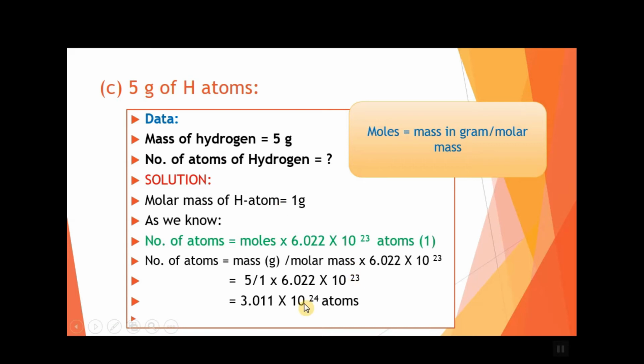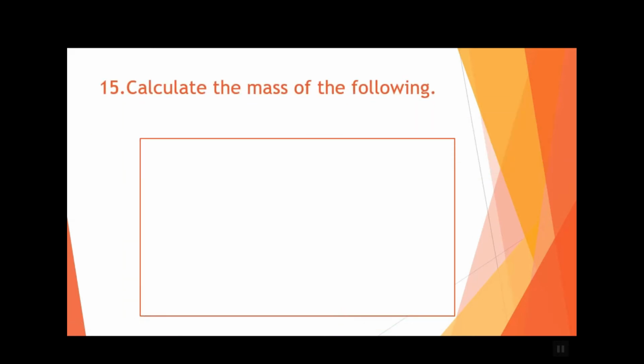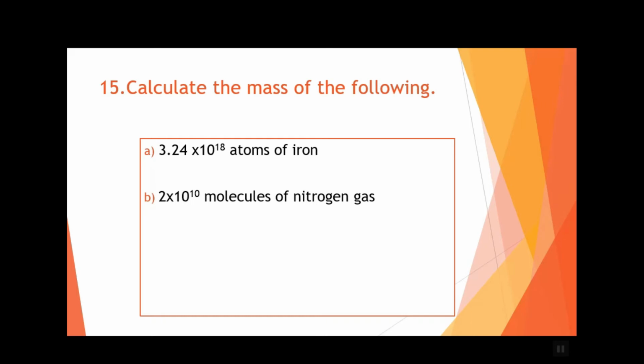Understood? So student, this is our answer. Now question number 15. Calculate the mass of the following. A. 3.24 exponent 18 atoms of iron. B. 2 exponent 10 molecules of nitrogen gas. C. 1 exponent 25 molecules of water. And D. 3 exponent 6 atoms of aluminum.